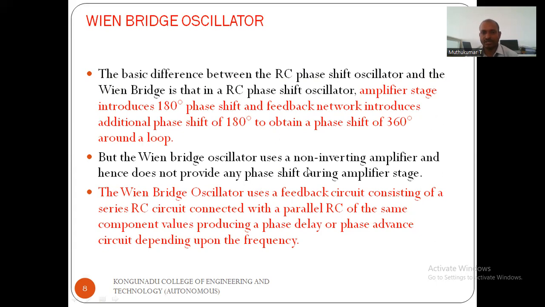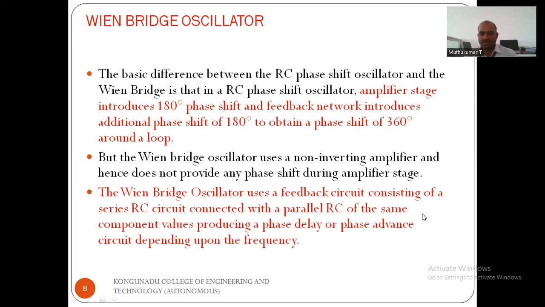But in the Wien bridge oscillator, the amplifier is non-inverting and hence does not provide any phase shift. So there is no shift in the output voltage. The Wien bridge oscillator uses a feedback circuit consisting of a series RC circuit connected with a parallel RC.